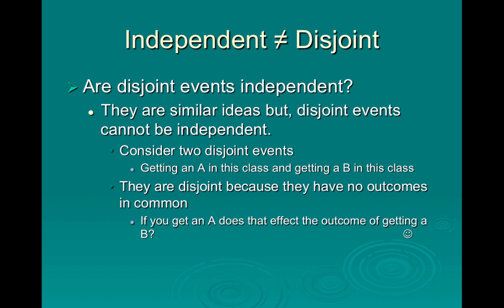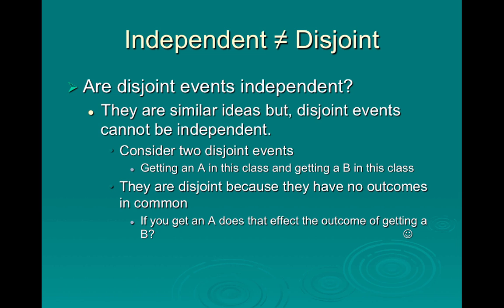We've talked about independent and disjoint, but we want to talk about how they are actually related. Are disjoint events independent? They are similar ideas, but disjoint events cannot be independent. Consider two disjoint events: getting an A in this class and getting a B in this class.